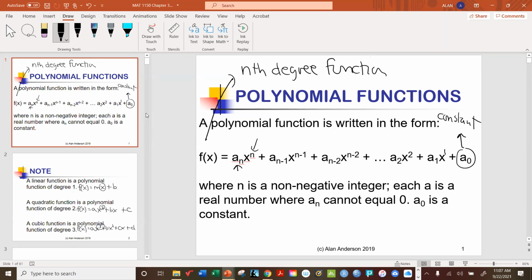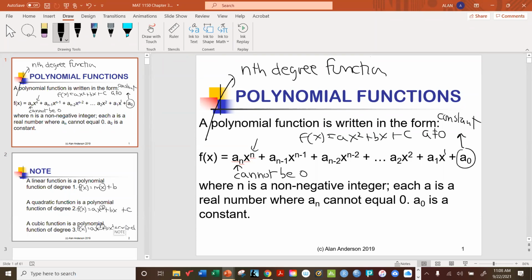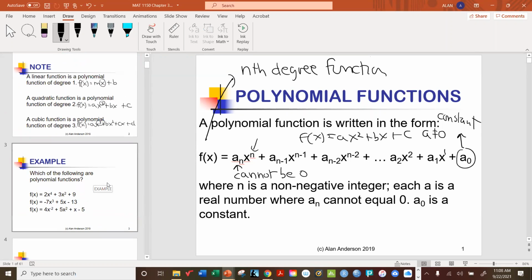The only constraint is that this one cannot be 0. Like when we have a quadratic equation, we saw that a cannot be 0. So the highest order coefficient can never be 0. Other than that, anything goes. Very good. So that's just meant to show you what polynomials look like. We're going to focus on a handful of specific cases.